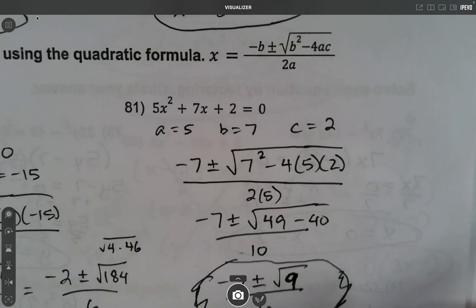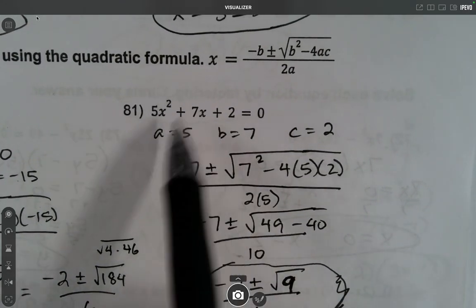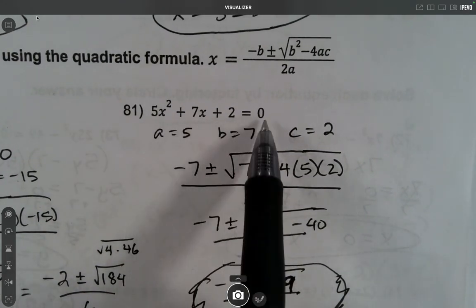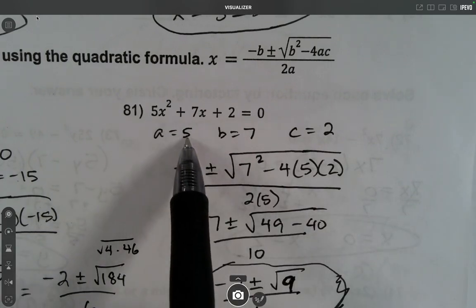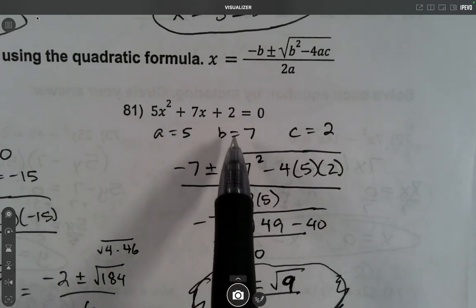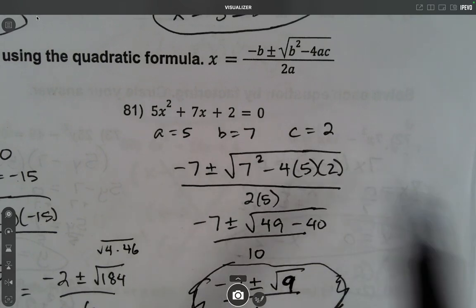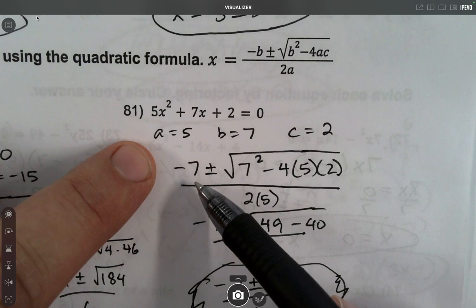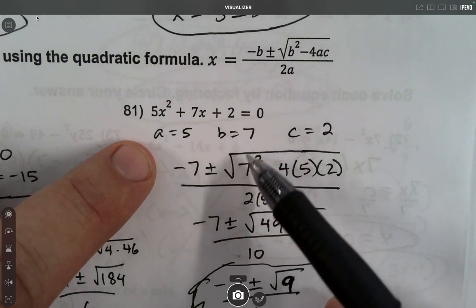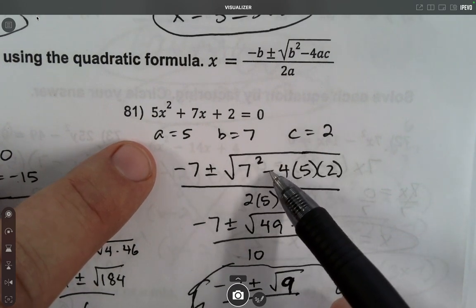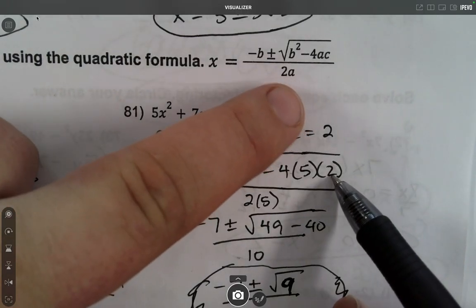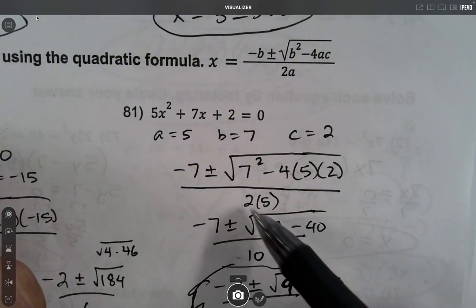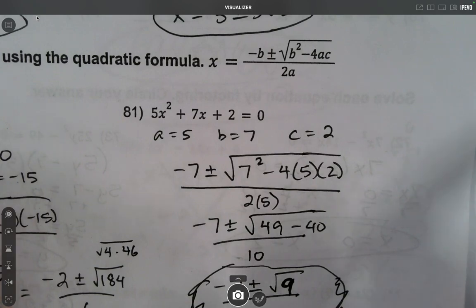The last one, 81. This is in the correct form already. It's all equal to 0. So I can pull out my a, 5, my b, 7, my c, 2. You can see the formula here. I do negative b, so that's negative 7, plus or minus the square root of 7 squared, minus 4 times a times c, all over 2 times a.